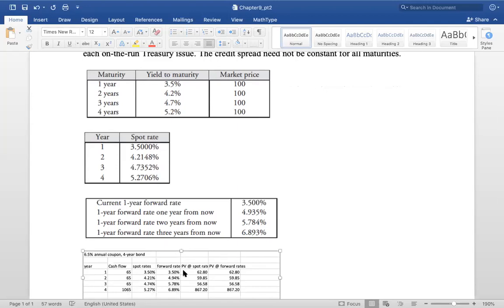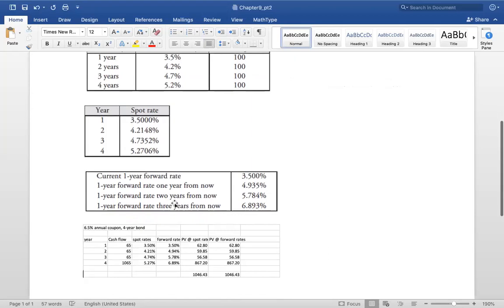So what we are doing is valuing a 6.5% annual coupon 4-year bond, right? So it's an annual coupon. The cash flow of this bond is 65 for coupon payments, and then 1,000 at the end of the 4th year. These are the spot rates, and these are the forward rates, shown in these two screenshots. Let me first move to the Excel sheet.